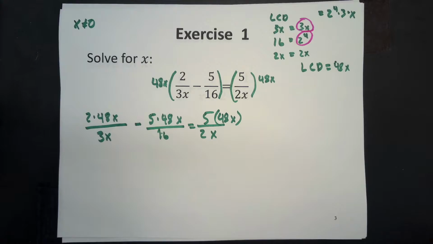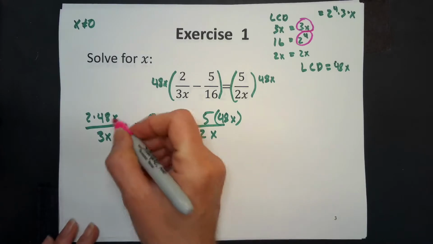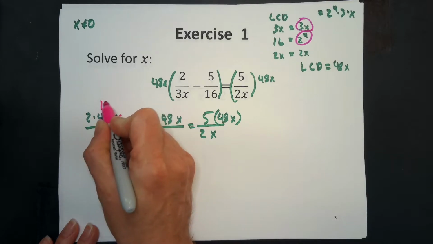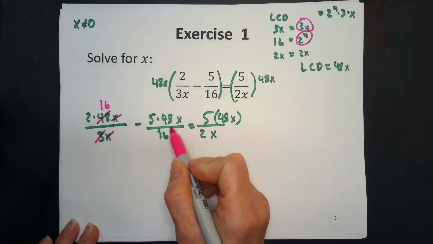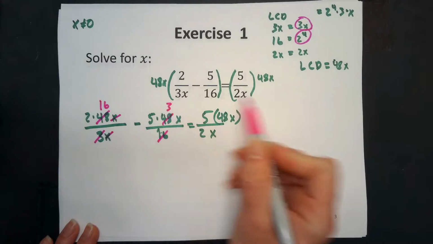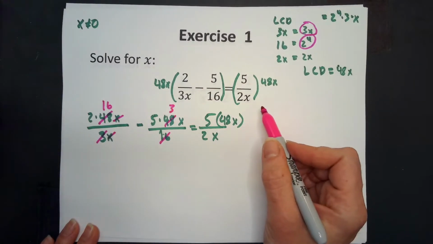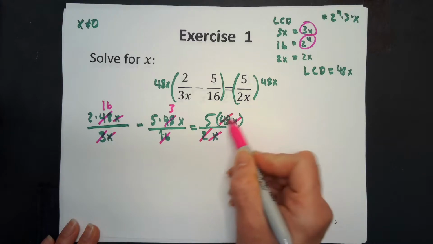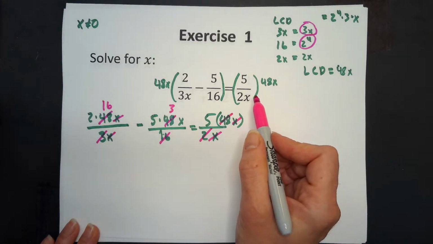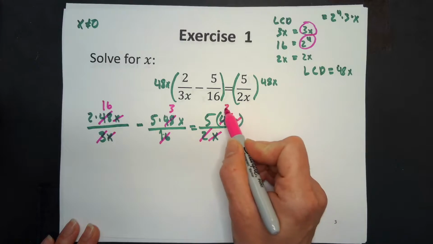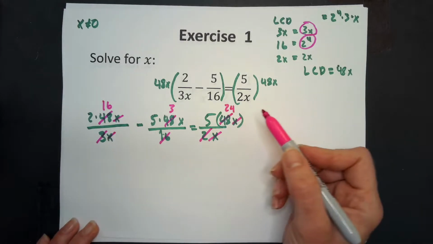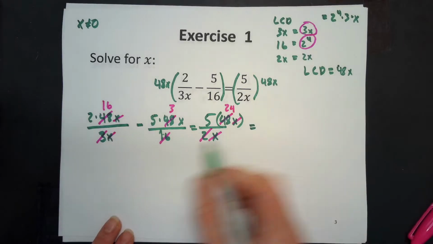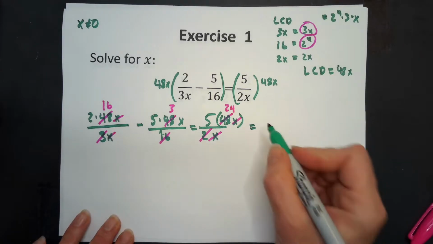So now I'm going to go through and cancel. And if I did it right, all my denominators should cancel. So we're going to cancel our x's here, our 3's here, so that gives us a 16. And then we're going to cancel our 16's here, which gives us a 3. And that x stays. And then right here, we're going to cancel our x's, and we're going to cancel a 2 from here. So 2 into 48 would give us 24, which is 8 times 3. And then we go and write our simplified expressions. So all our denominators canceled out, which is what we want.